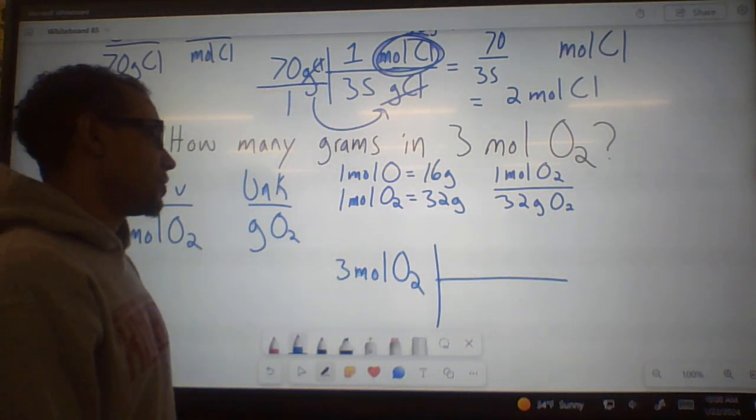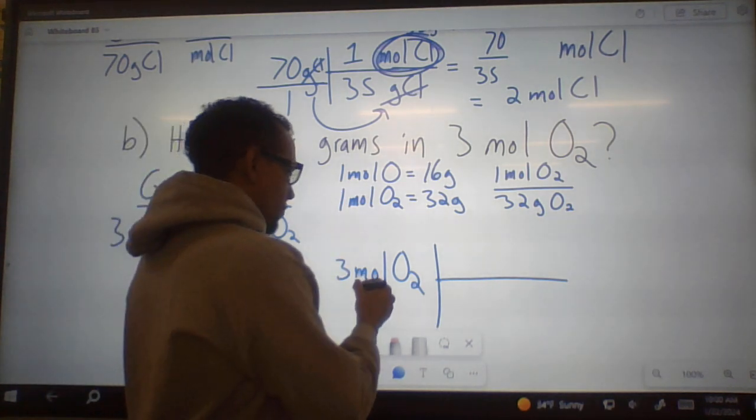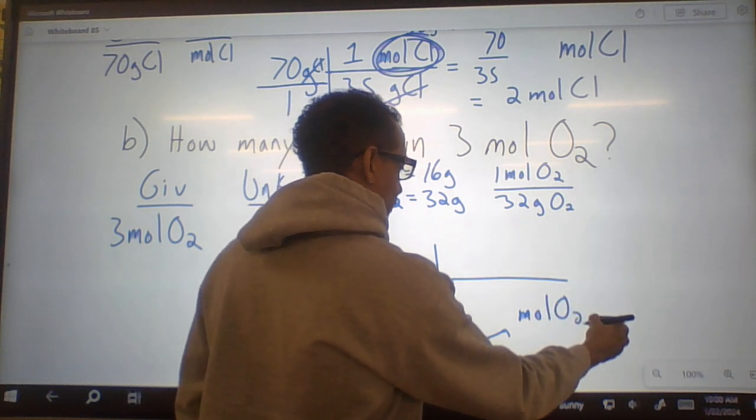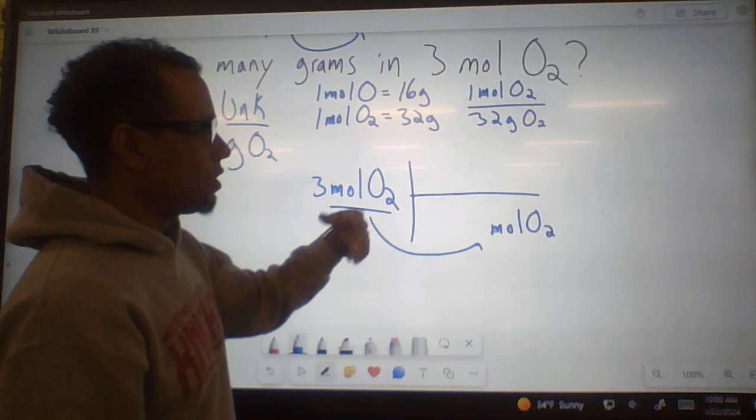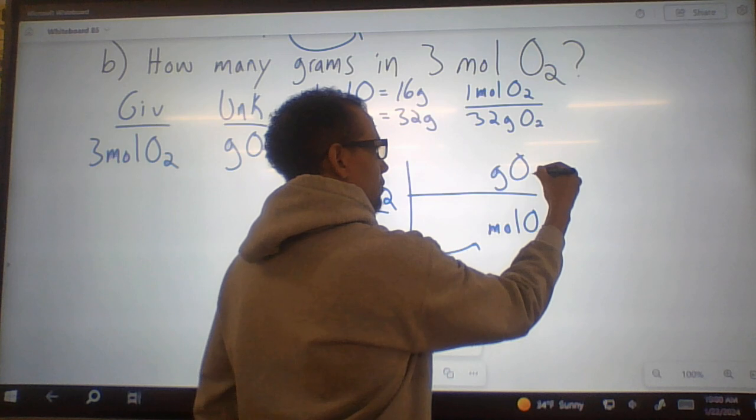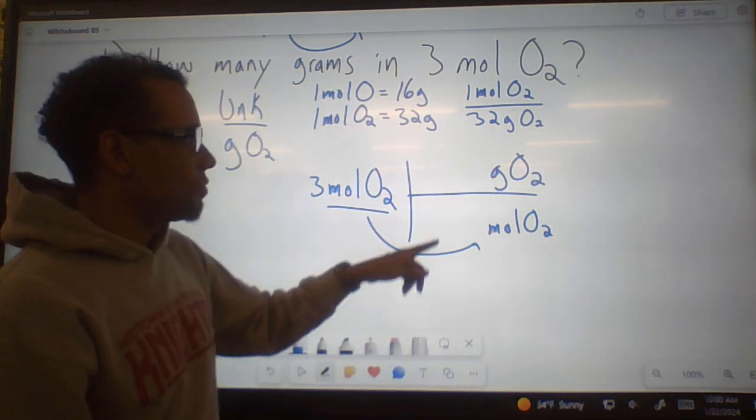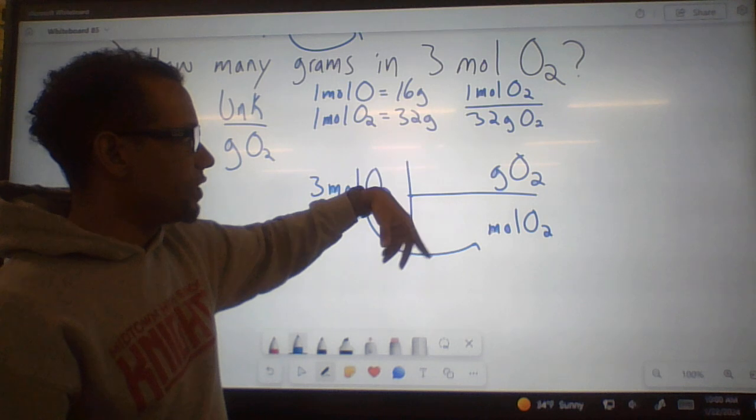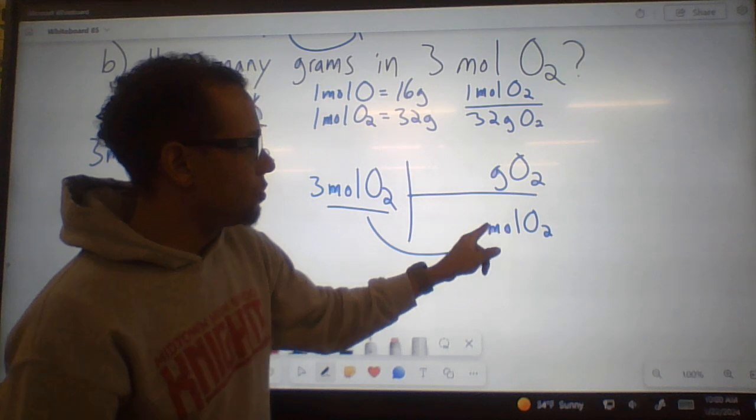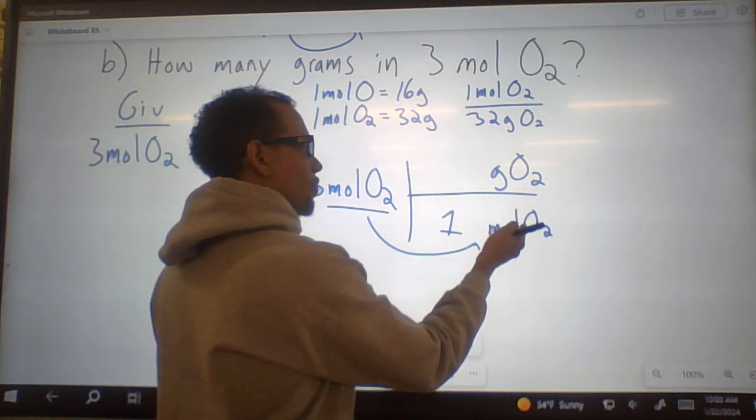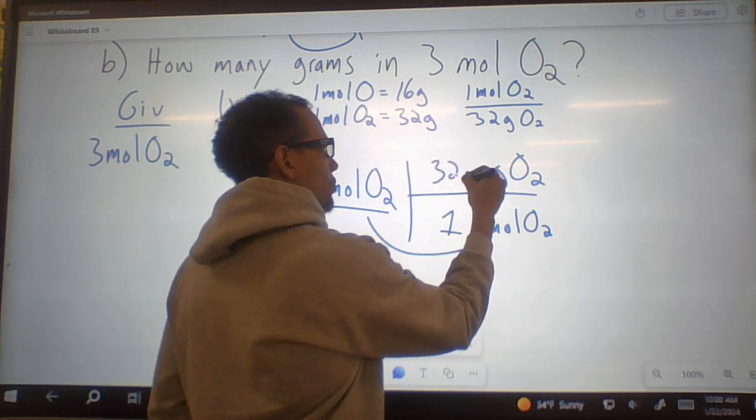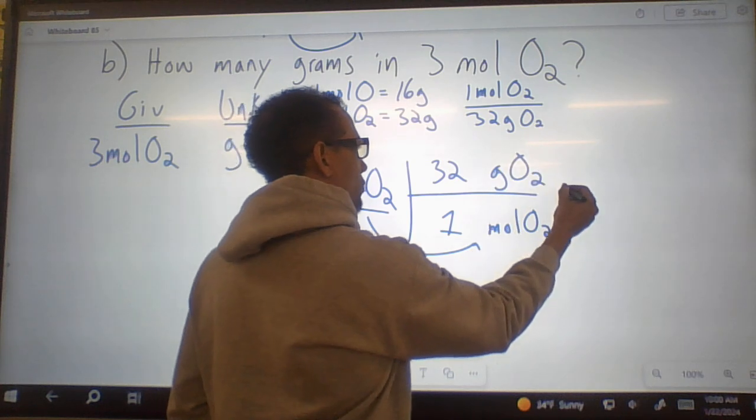Step number 2, well that was step 2. Step 3, fill in my units. Given units always go on the bottom. Unknown unit always goes on the top. And then from there, we're just matching. We're going to fill in the numerical values. Step 4, fill in numerical values. The 1 is going to go with mole O2. This is gram O2. This is mole O2. Anytime we're going from moles to another unit, it has to be a 1. This is 32. 32 grams O2, that goes with gram O2.